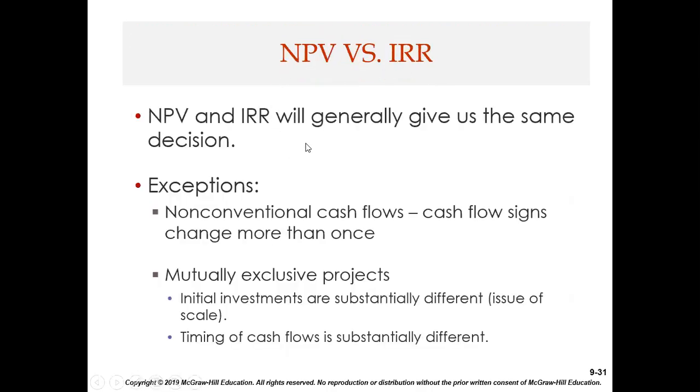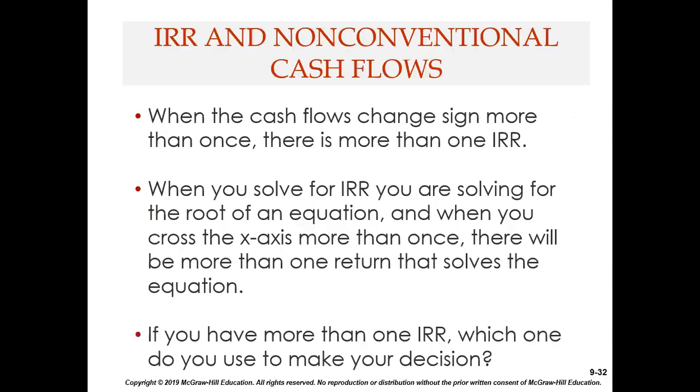So what is the difference? Net present value and internal rate of return will generally give us the same decision. Exceptions though. What if there are non-conventional cash flows, meaning sometimes there are positive cash flows, sometimes negative cash flows over the time period of the project? Or what if there are mutually exclusive projects? So meaning your initial investments are substantially different and the timing of cash flows is substantially different. Which one should you use?